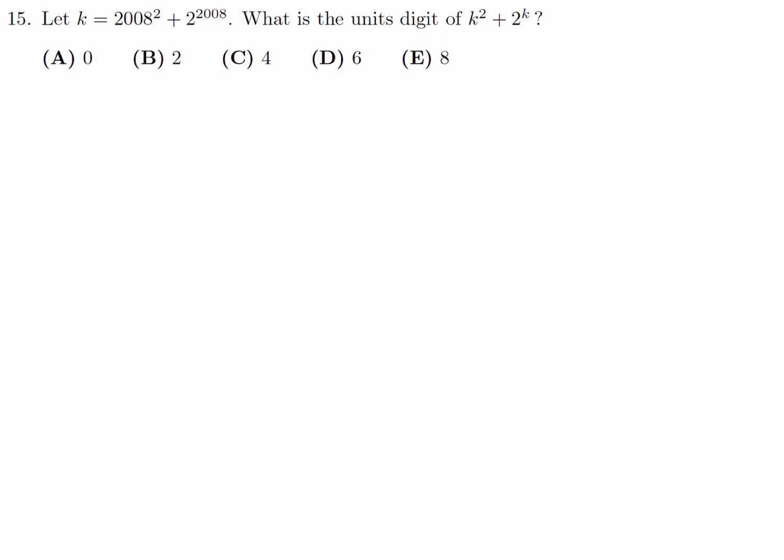Let k equal 2008 to the power of 2 plus 2 to the power of 2008. What is the units digit of k squared plus 2 to the k? So k is equal to 2008 to the power of 2 plus 2 to the power of 2008. All right? Well, this first number is not too big. We can do that.